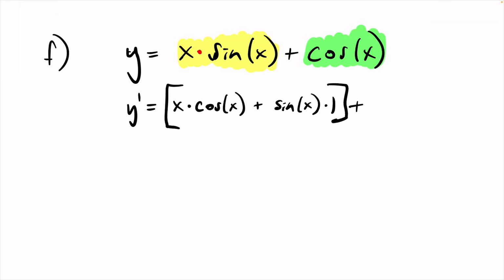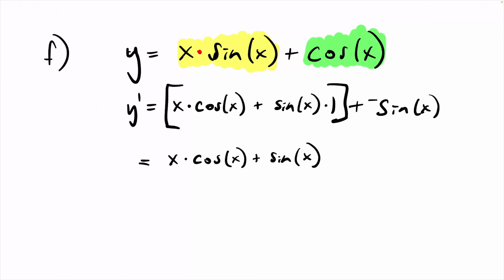Haven't done the green yet. The green is just cosine. It's not times anything. There's nothing in front of the green, in between the green and the plus sign. So it's just cosine. The derivative of cosine is negative sine. So let's clean it up. So we got x cosine of x plus sine of x minus sine of x.